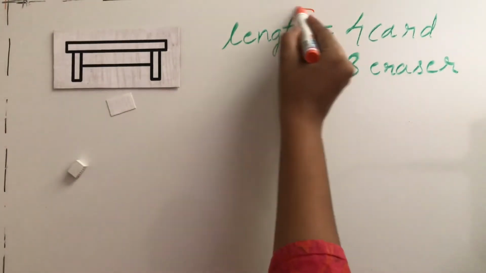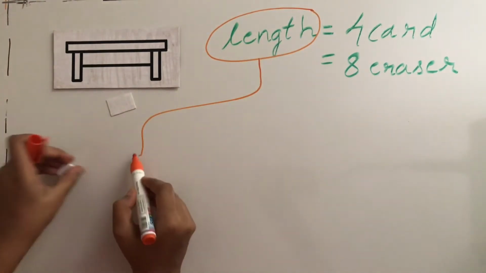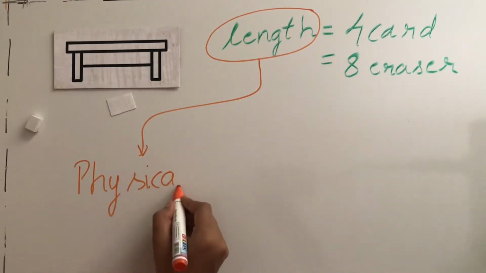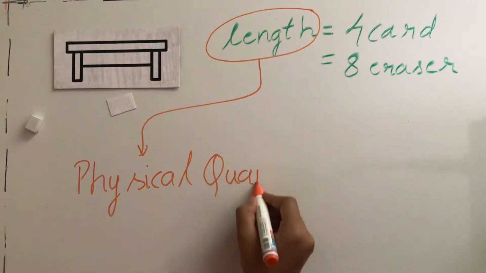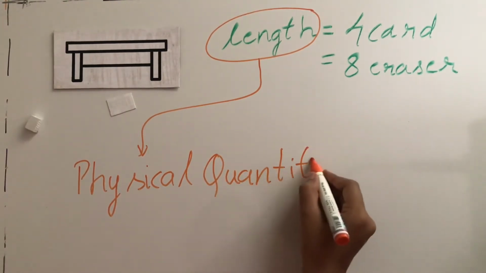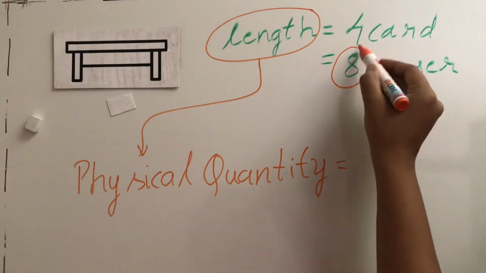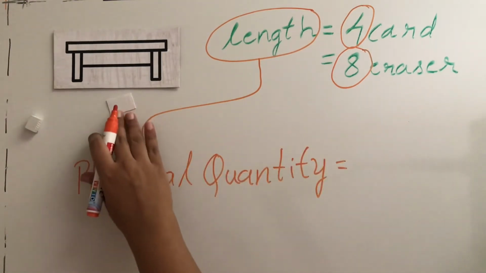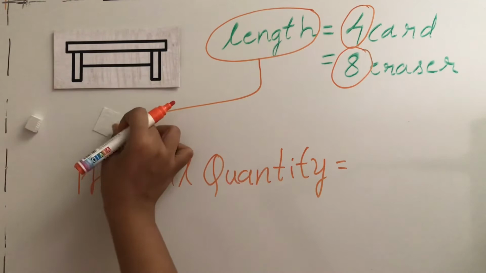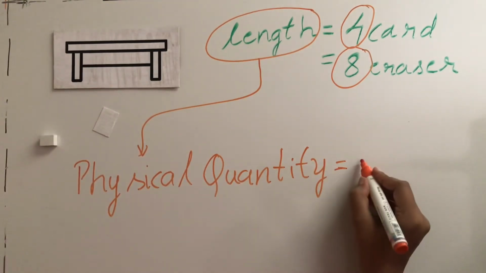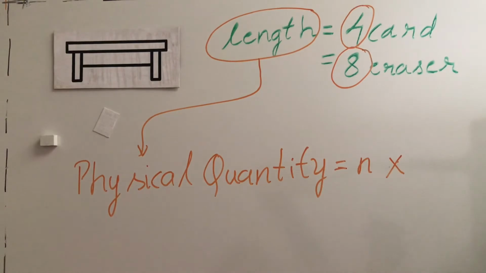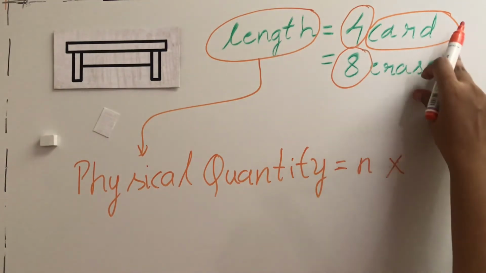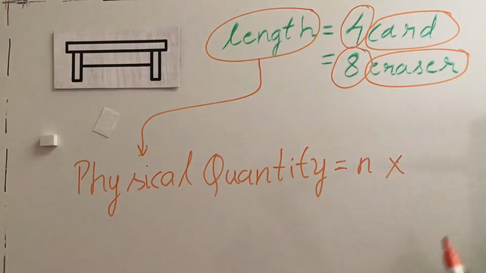What is this length? This length is nothing but a physical quantity. And what are these numbers? These numbers are nothing but how many times we have repeated the card or eraser. We'll give it as a numerical n into what we have considered to measure. We have measured the length in terms of card and the second one in terms of eraser.